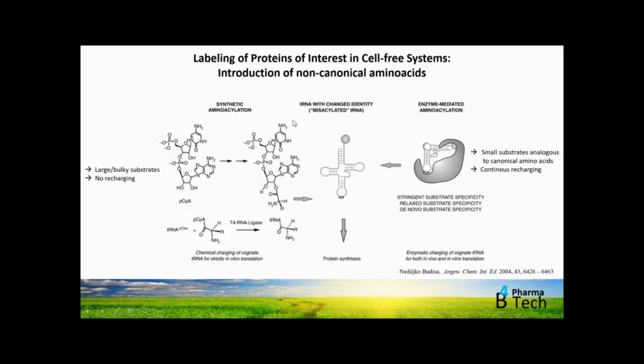Now, is there a chance to introduce non-canonical amino acids? Of course. Here is another example of pre-charging a tRNA. The right-hand side was already explained, enzymatic pre-charging of a tRNA. On the left-hand side, you see the chemical charging of a cognate tRNA.